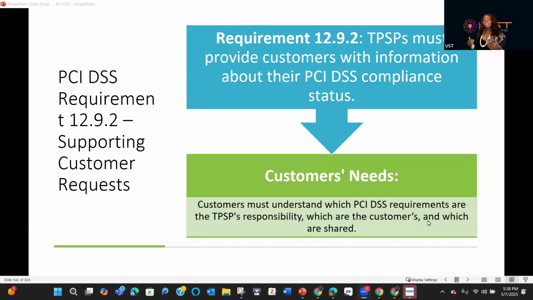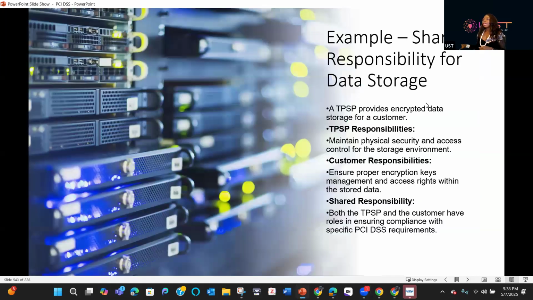But each time they say shared and you are not also doing your job, then there's a problem, right? And if you're working as a GRC analyst and you see something like that, even in your policies, you need to make sure you review those policies to capture or relate to the control definitions, okay? So customers must understand which PCI DSS requirements are the TPSP's responsibility, which are the customer's, and which are also shared, right?